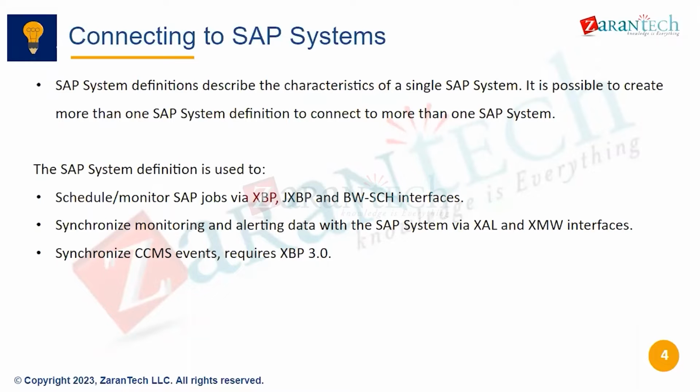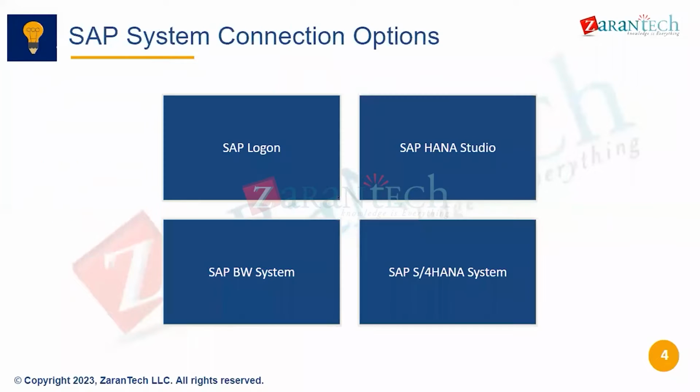Okay. So SAP system definition is used to schedule and monitor SAP jobs via XBP, GXBP, VW. So basically, this is not important. You can skip this. I don't know why it is being included in this slide.